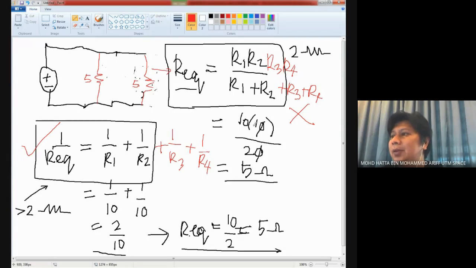But this time around, what you need to do is use different values, where you need to use 5 times 5 divided by 10. This is 5 times 5, so 25 divided by 10 is 2.5 ohm. Is it correct? Yeah, correct. 2.5 ohm.